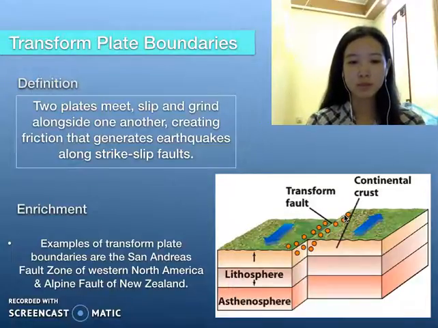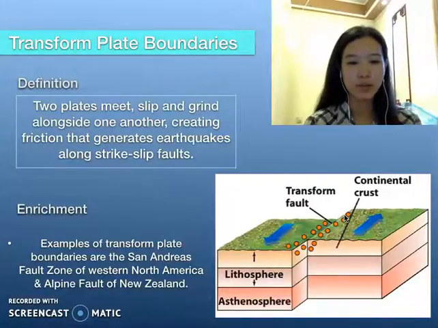Examples of transform plate boundaries are the San Andreas Fault Zone of Western North America and the Alpine Fault of New Zealand.